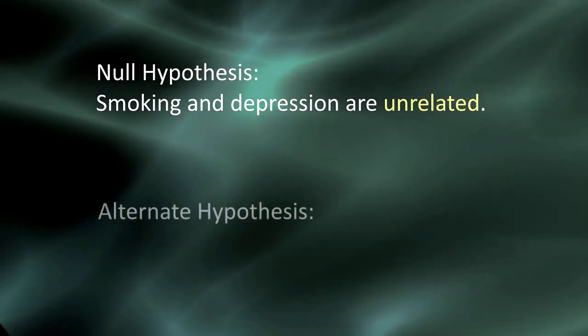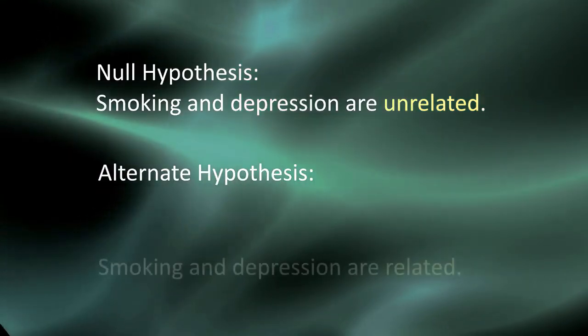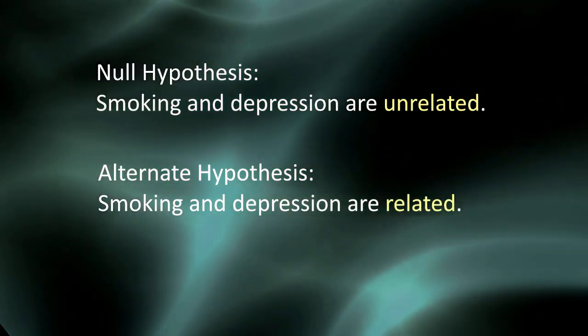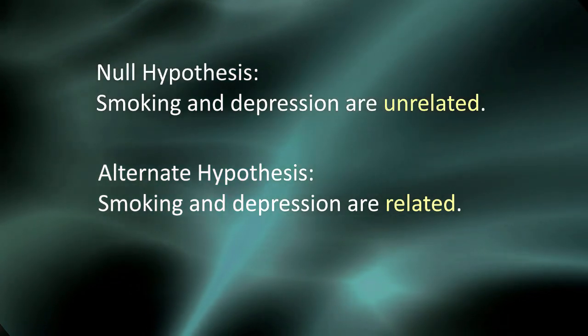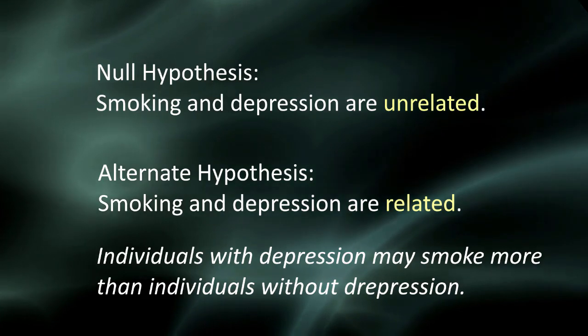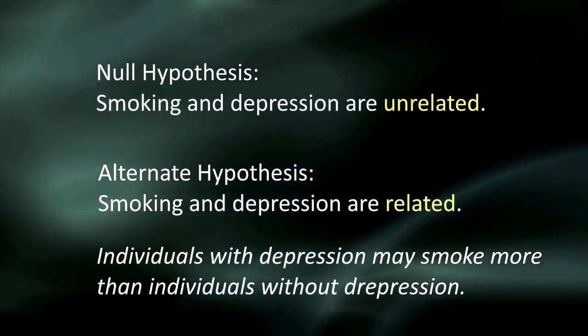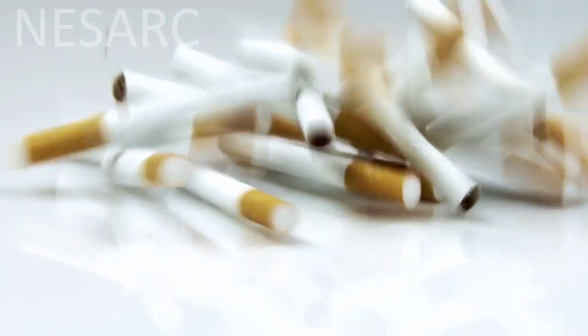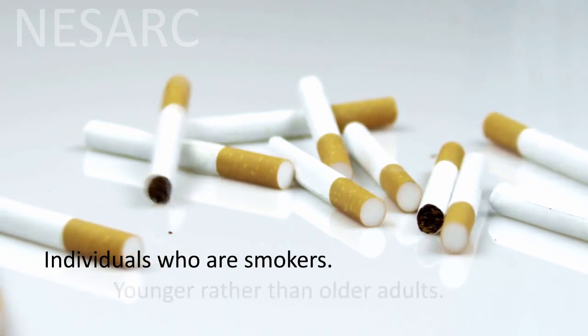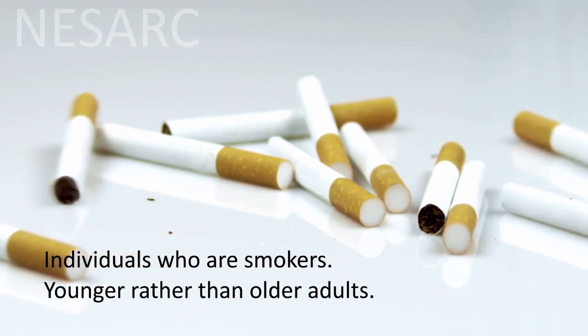The alternate hypothesis says that there is a relationship and allows that the difference in smoking in those individuals with and without depression could be positive or negative. That is, individuals with depression may smoke more than individuals without depression, or they may smoke less. After stating the null and alternate hypotheses, we need to choose a sample. We're going to use the NESARC data set, and we're only going to evaluate these hypotheses among individuals who are smokers and who are younger rather than older adults.